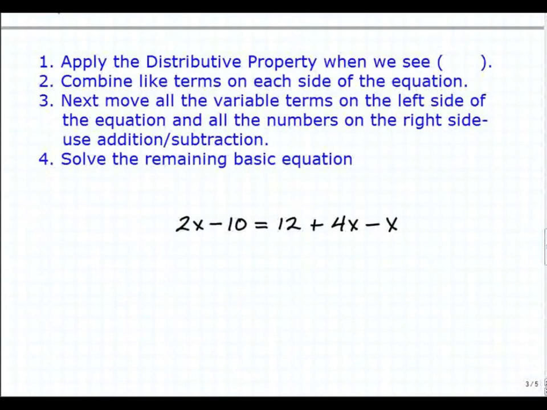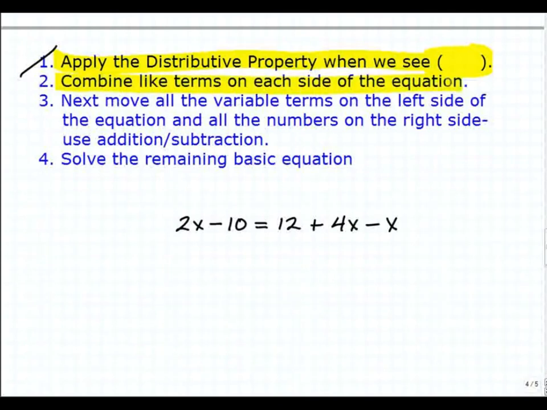So here is our procedure again. The first thing is I'm going to apply the distributive property when we see parentheses. So in this case, do we see any parentheses, any situation where we have to apply the distributive property? No. So you're not always going to have to do these steps. You'll do them if you, in fact, see them in your multiple step equation. So that's done.